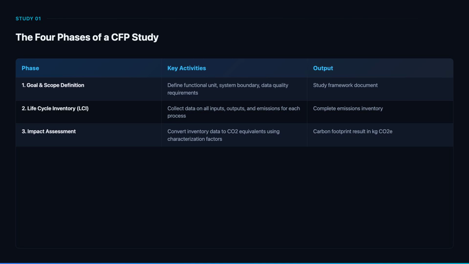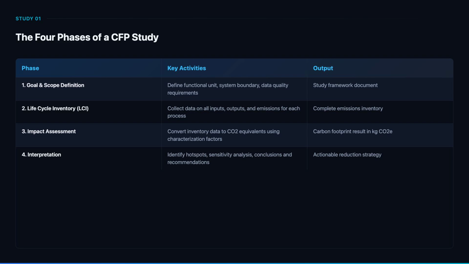Each greenhouse gas emission is multiplied by its global warming potential factor to convert it to CO2 equivalents. For example, 1 kilogram of methane equals approximately 28 kilograms of CO2 equivalent. The sum gives you the total product carbon footprint. Phase 4 interprets the results.